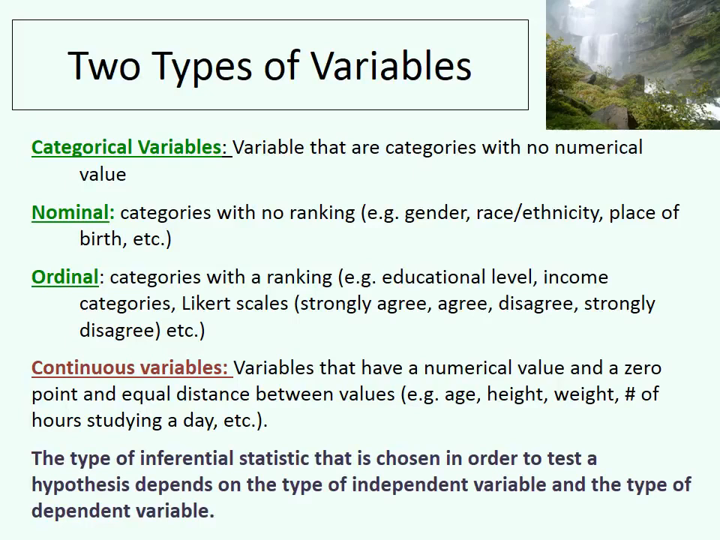The type of inferential statistic that is chosen in order to test a hypothesis depends on the type of variables. Categorical variables are variables that are categories with no numerical value. There are two types of categorical variables, nominal and ordinal. Nominal variables are those that have no ranking and are just a category, such as gender, race, ethnicity, place of birth, etc. Ordinal variables are categories with a ranking, but with no equal distance between categories, such as education level, income.